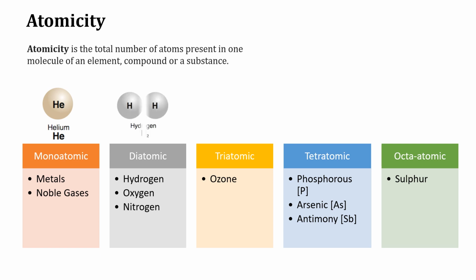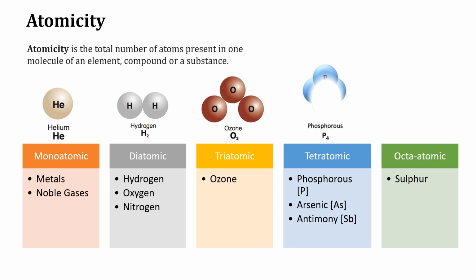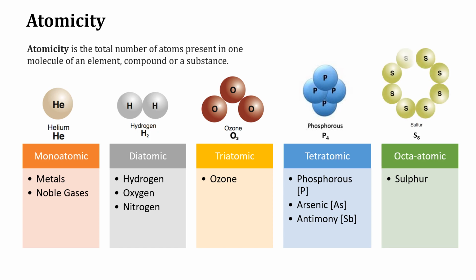Now the elements such as hydrogen are diatomic in nature as they share one electron each and are chemically bonded together to form a hydrogen molecule. Elements such as oxygen, nitrogen, chlorine, bromine, iodine are also diatomic in nature. Similarly, ozone is triatomic. Elements like phosphorus, arsenic and antimony are tetraatomic and sulfur is octatomic.